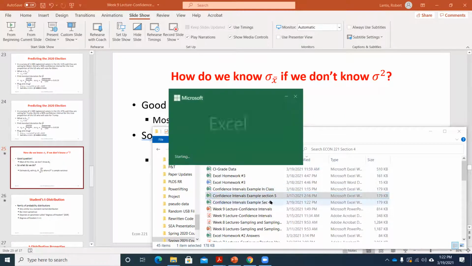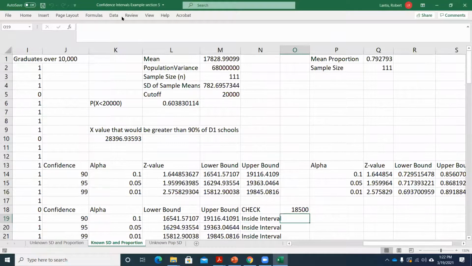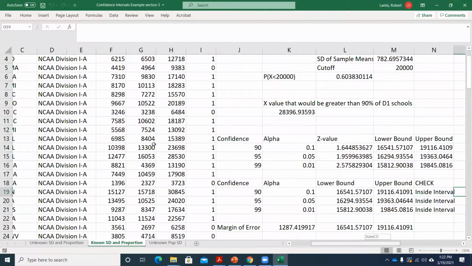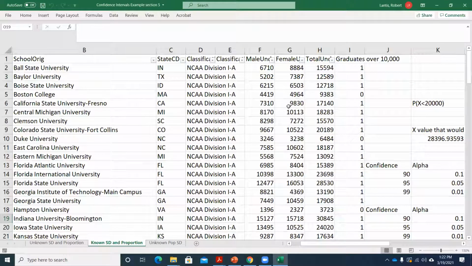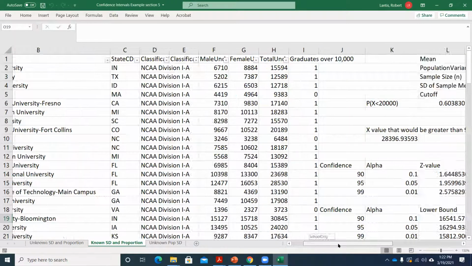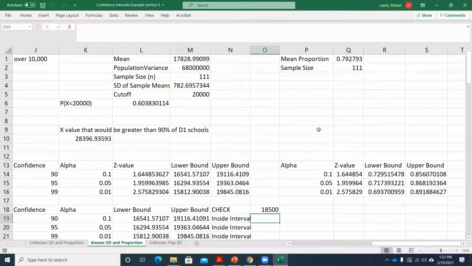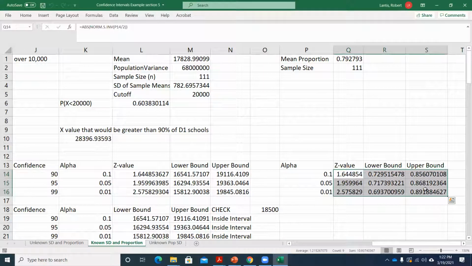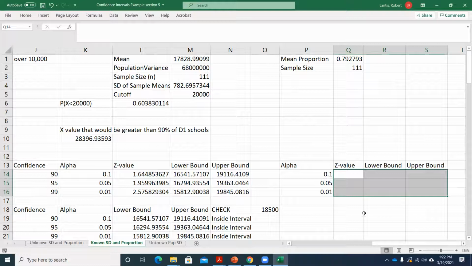Yeah. That confidence interval examples file that we were working with last class, right, where we had the undergraduate enrollment data. I'm going to show you how we could build these confidence intervals for sample proportions as well. So first of all, I'm just going to delete this because I'm going to rebuild it for you, giving you another look at it. So we did that with sample means last class.